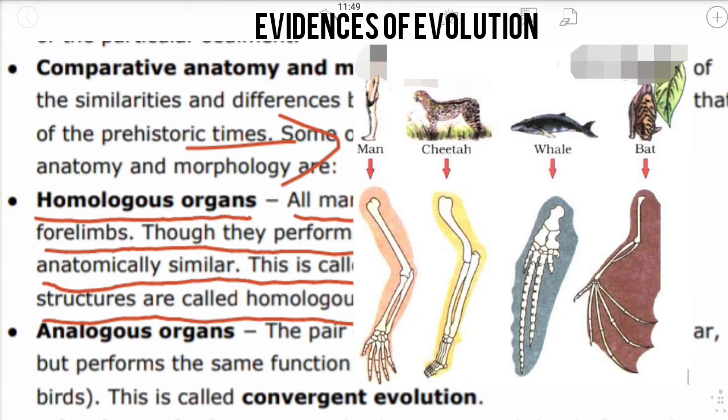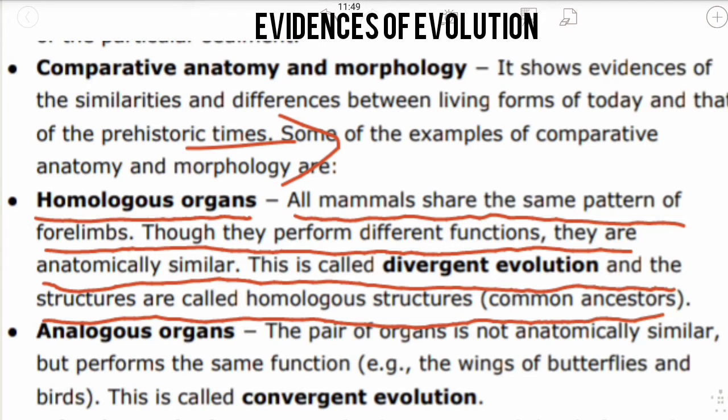Look at the structure. This is an example of homologous organs. Even mammals have the same pattern of four limbs. Homologous organs are basically divergent evolution. Why is this divergent evolution? Because here two or more species share a common ancestor from which they diverge. For example, a modern elephant and a mammoth share a common ancestor, but they evolved into two different species. The structures are called homologous structures.